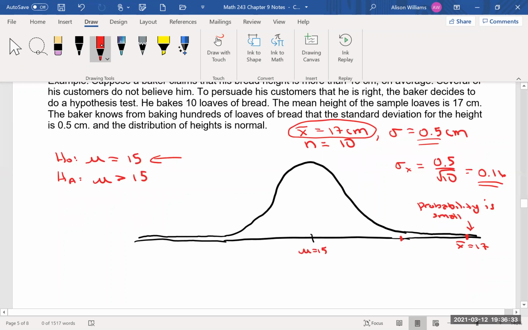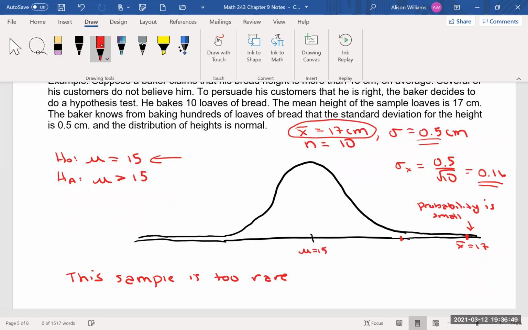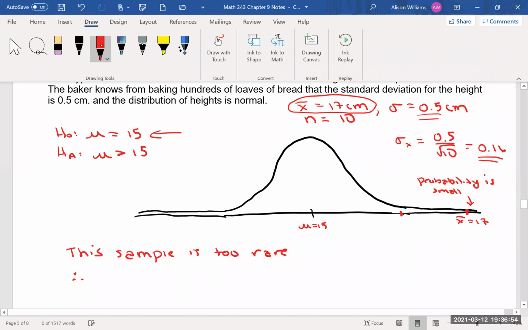So, since our p-value is so small, we're going to conclude that this sample is too rare. This is not how we're going to always write this. We're going to formalize this in a second. This sample is too rare, so we're going to conclude that the null hypothesis is wrong. So we're going to reject the null hypothesis. We're just trying to talk about what the p-value is in this scenario. The p-value is the probability of this happening. That is the p-value.